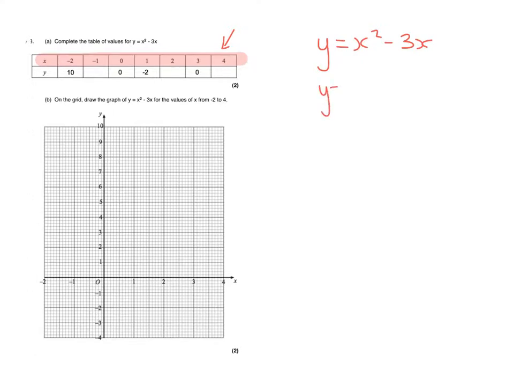So y is 4 squared take away 3 times 4, which is 4 squared is 16. Remember BIDMAS, so I've done my indices. I also need to do this multiplication here. Take away 12, which is 4.